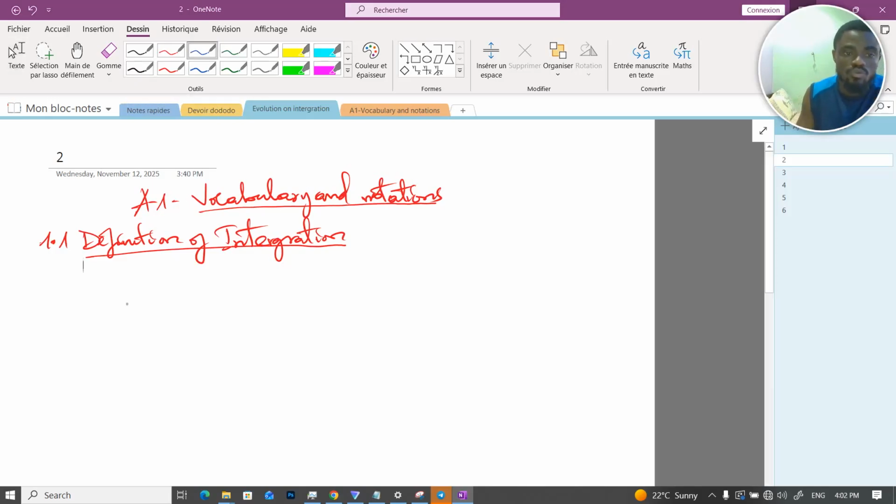Aujourd'hui, nous allons commencer avec la partie vocabulary and notations. So we are going to start today with the part vocabulary and notation. So the first thing we are going to see is what is integration.